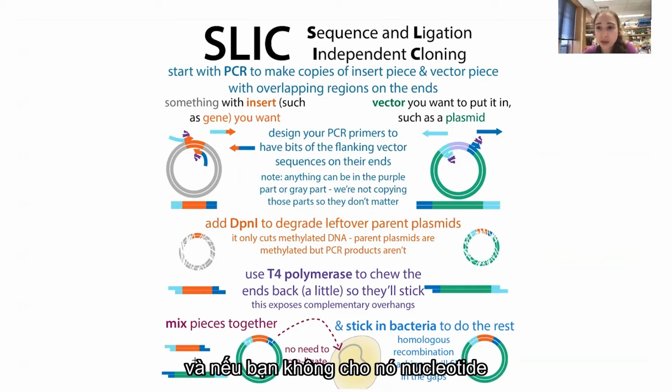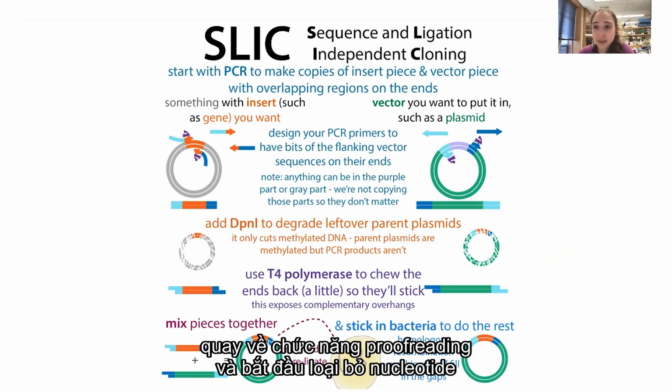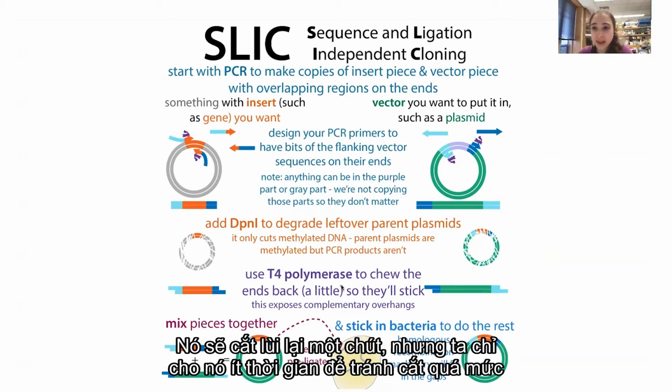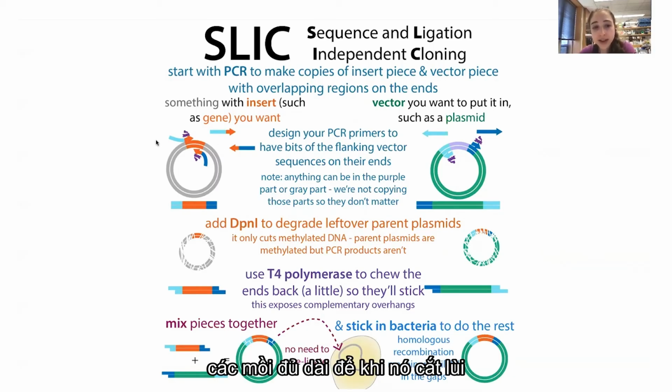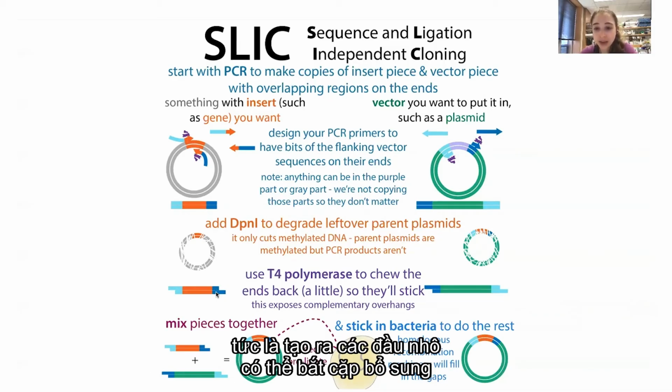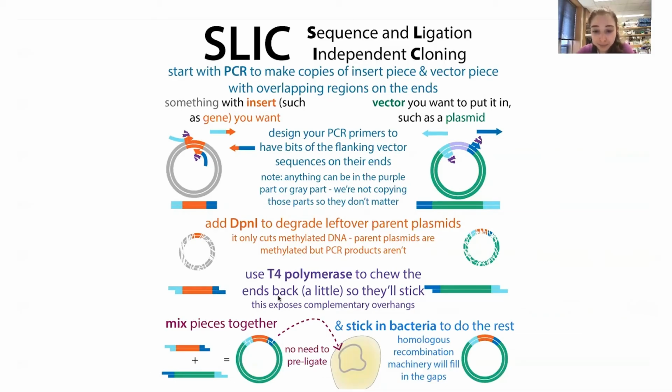And so if you don't give it DNA letters, it'll revert to its proofreading type thing and just start removing letters. So it's going to chew them back a little. We only give it a little bit of time, so it can't over chew. You make these primers long enough that when it chews back, it's only chewing one of these strands, and it's going to leave you complementary overhangs.